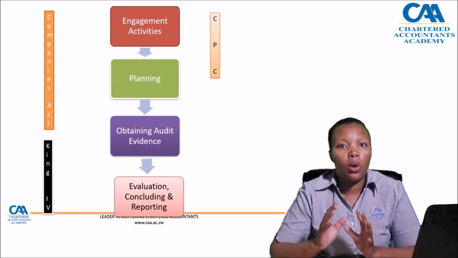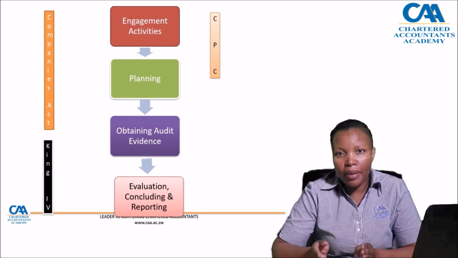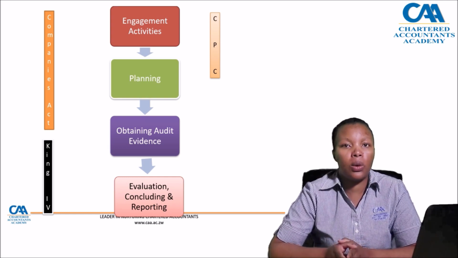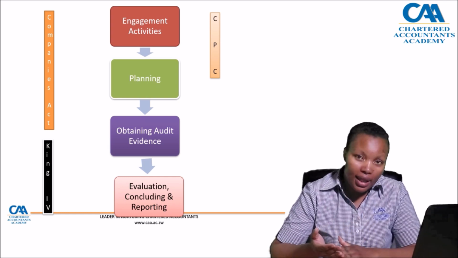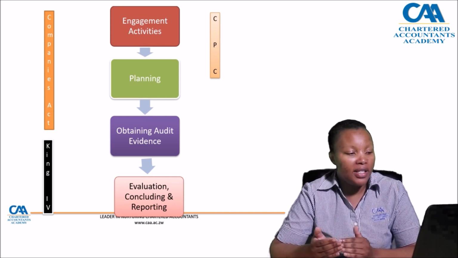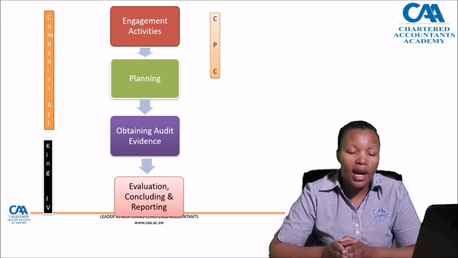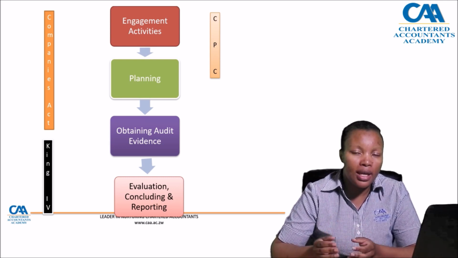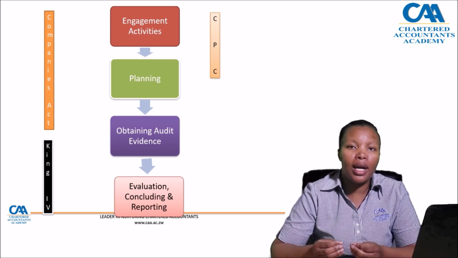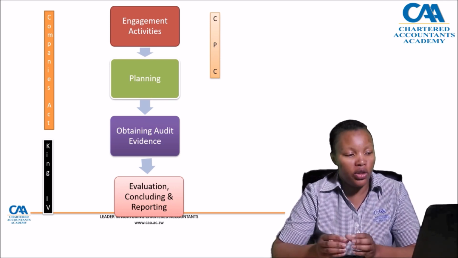Alright, so as usual we go through the whole auditing process just to remind you which part we're at now. So we did engagement activities and we did planning. Now after planning, we're at the stage of obtaining audit evidence. And in the process of obtaining audit evidence, you cannot go and test the full population or everything that the client did during the year.